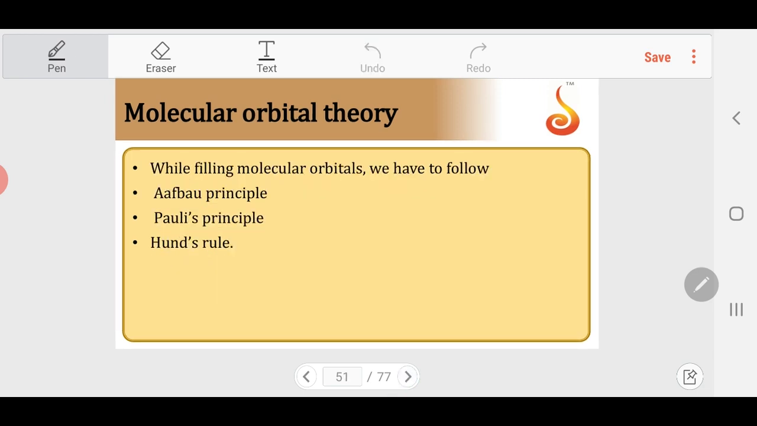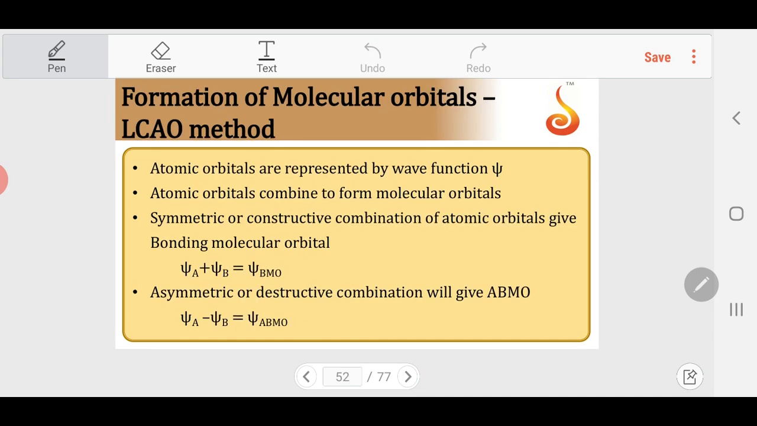While filling the molecular orbitals, we have to follow all 3 rules as we do for atomic orbitals, that is Aufbau principle, Pauli's principle and Hund's rule. How are the molecular orbitals actually formed? There is a theory called the LCAO method. LCAO stands for linear combination of atomic orbitals. As we know, atomic orbitals are represented by their wave function, psi. These wave functions can be combined in a linear fashion, either in a symmetrical way or an unsymmetrical way.